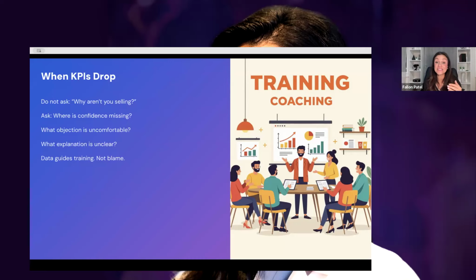What explanation is unclear? Someone might not want to explain it if they don't have the background knowledge or they don't understand. So what can I clarify for you? And so this is where you see the results, right? It all comes down to the results, where that data can guide you based on where you need to retrain, instead of it just being a blame game, which is not fun for anybody.